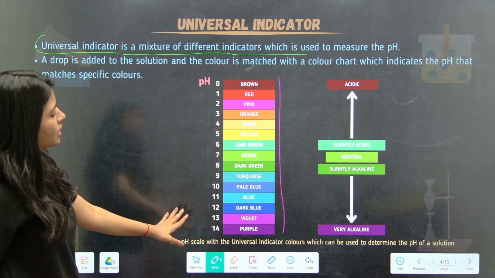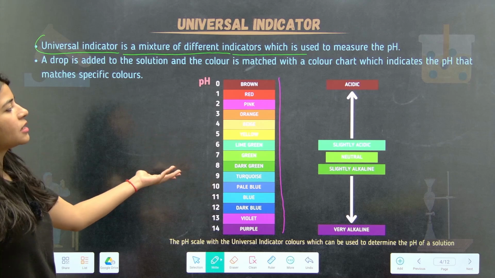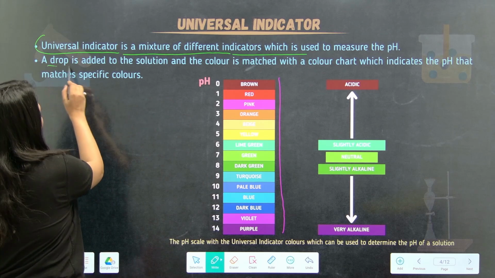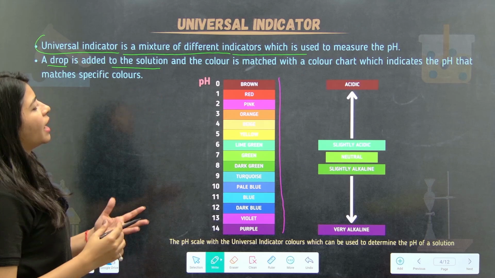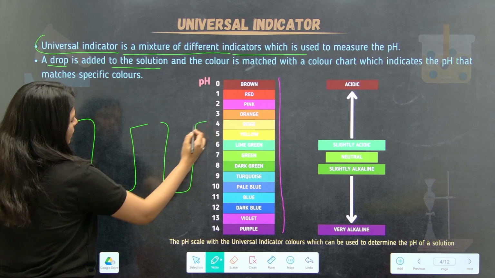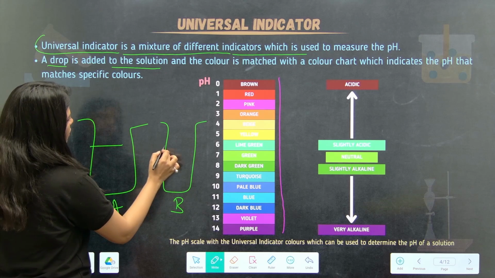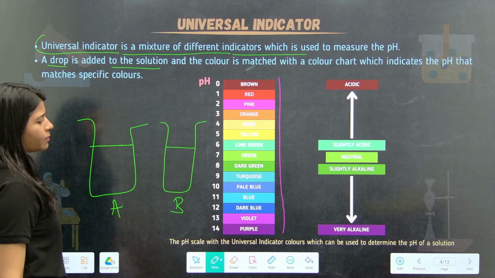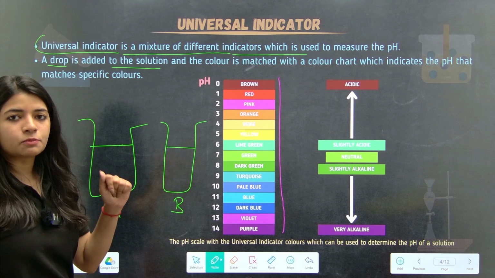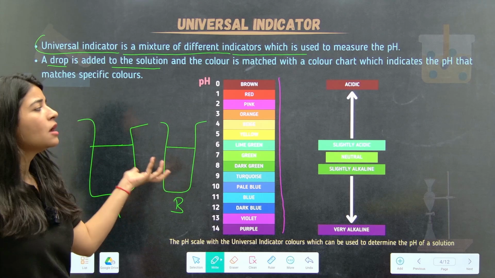So this tells us how strong an acid is or how weak, or if any solution is basic, then how strong or how weak. A drop is added to the solution and the color is matched. For example, you have two beakers, beaker A and beaker B. Here two different solutions are present. In one of them acid is present, in another base is present, and we have to check in which beaker acid is present.